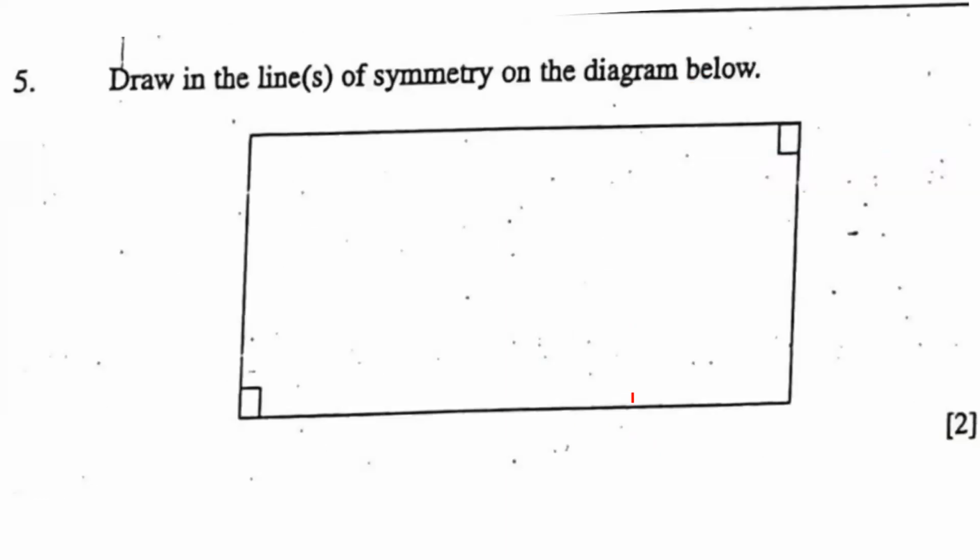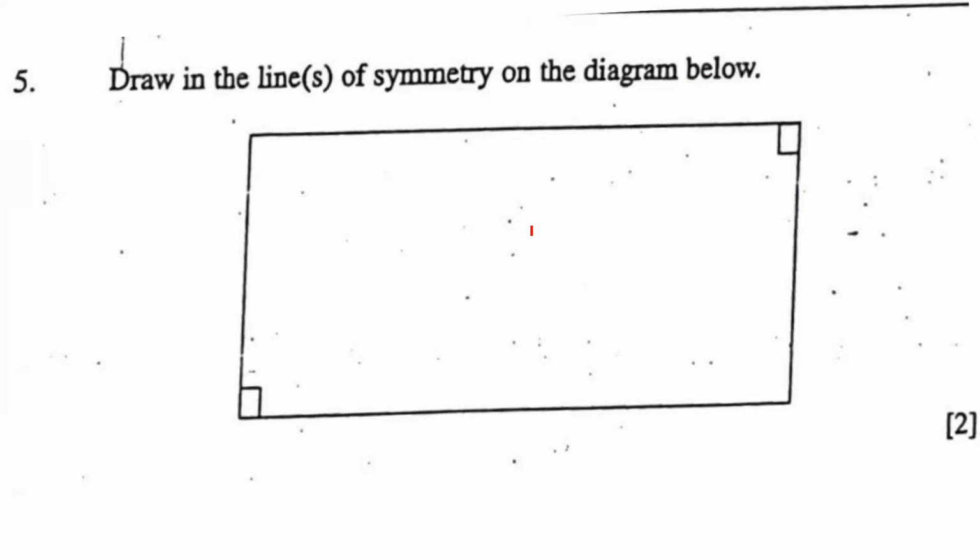Next, we have number 5. Number 5 says, draw in the lines of symmetry on the diagram below. What is a line of symmetry? A line of symmetry is a line that cuts an image directly in half such that one side is exactly identical to the other side. In other words, one side is the mirror image of the other.